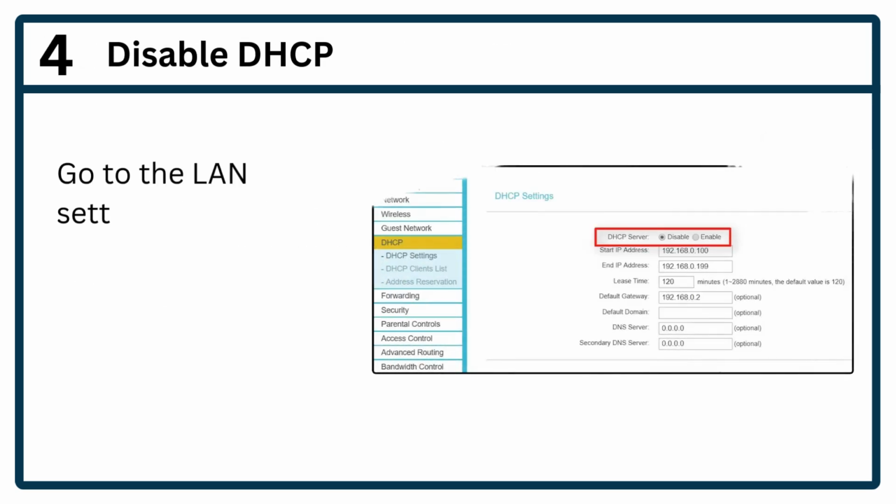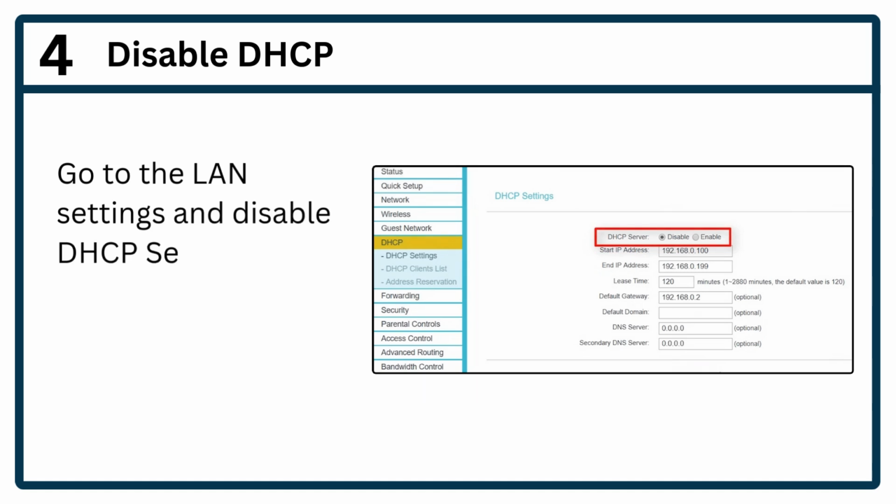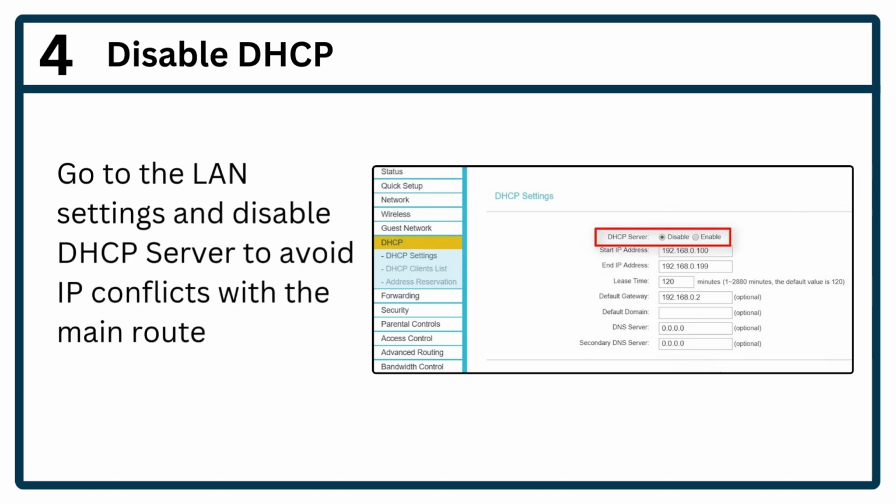4. Disable DHCP. Go to the LAN settings and disable DHCP server to avoid IP conflicts with the main router.